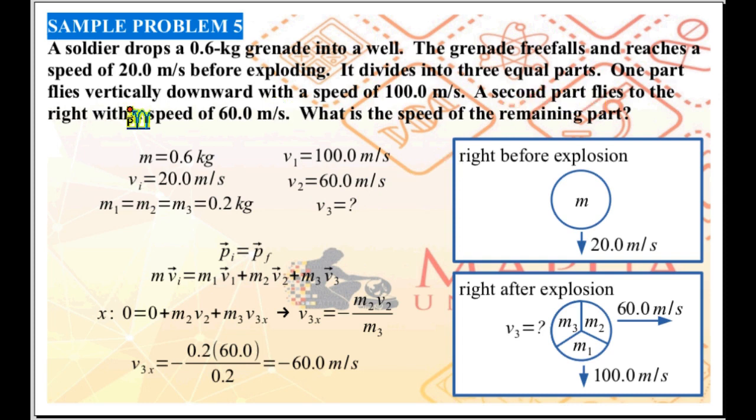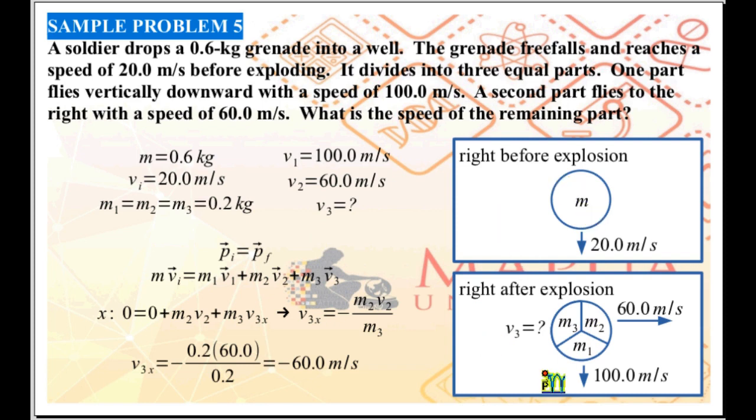The second part flies to the right with a speed of 60 meters per second. Let that be M2. The final speed of M2, V2, is equal to 60 meters per second. We are looking for the speed of the remaining part, M3. So we are looking for V3.